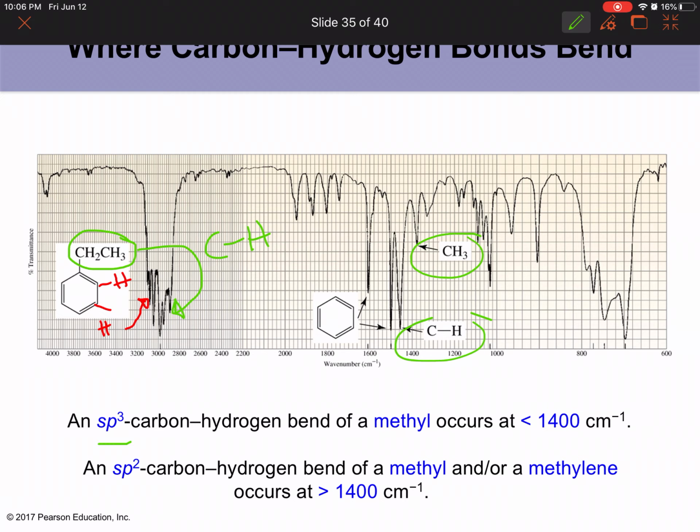sp3 carbon hydrogen bend of a methyl occurs at less than 1400. Less than 1400, that's that. sp3 carbon, that's a bend. And these are stretching. Okay, remember we learned that there are two types. They can either stretch or bend during their vibration. And then the sp2 carbon hydrogen bend of a methyl or a methylene occurs at greater than 1400. Okay, I got it wrong. Alright, so let me correct that.